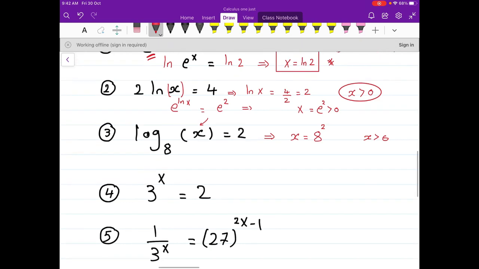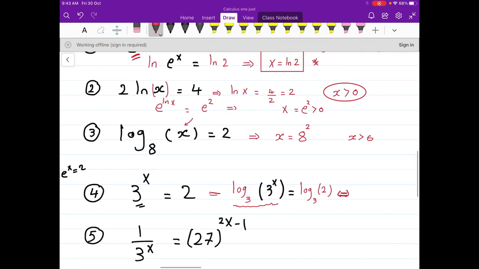3 to the power x equal 2. When we have e to the power x equal 2, we take ln to both sides. Now, if the base is 3, we take to both sides log for the base 3. If the base is 2, we take to both sides log for the base 2. So, take to both sides log 3. Log of 3 to the power x equal log 3 of 2. Now, this one is equivalent to x. So x equal log of 2 for the base 3.